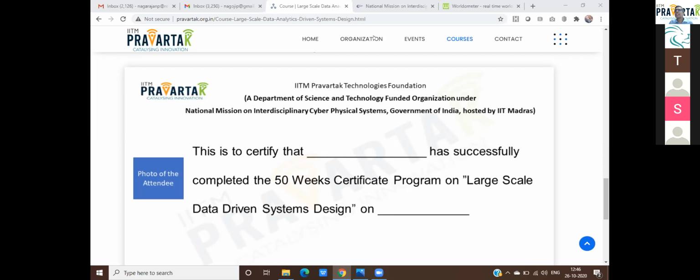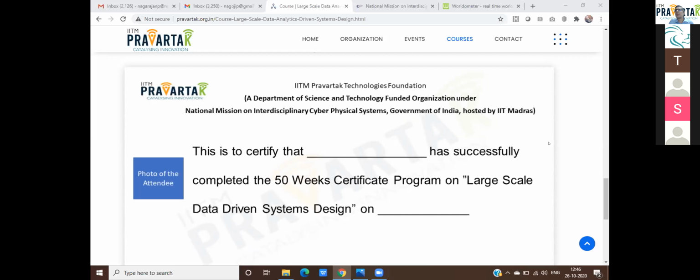Because at the end of this, we believe that at least 10% of you become entrepreneurs trying to solve a large-scale data problem. I think that's something that we are looking for. Or for your organization, you make a large-scale software. That is something that we are looking for.